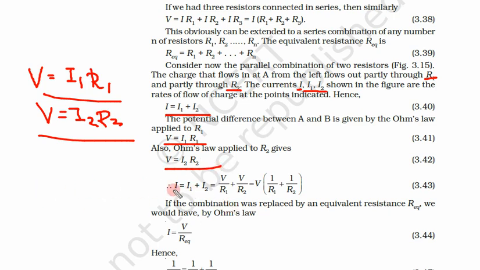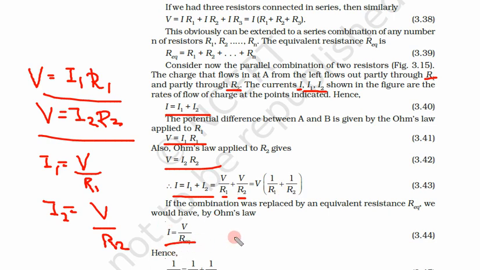Now let us combine this. So from this, I1 is equal to V upon R1 and I2 is equal to V upon R2. So we have these two equations. Now we know I is equal to I1 plus I2, sum of both the currents. Now putting the values, I1 is equal to V upon R1 and I2 is equal to V upon R2. So let us take V common: V times (1 upon R1 plus 1 upon R2).